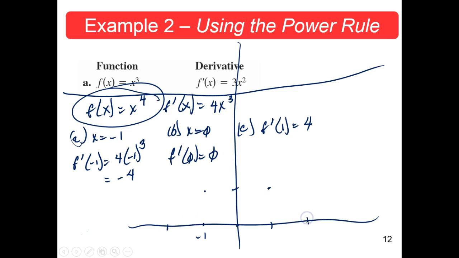At 2, that would be 16, okay? 2 times 2 is 4, times 2 is 8, times 2 is 16. Okay, I can't get that on scale. So what it does is it goes up very fast here, flattens out here, and then goes up very fast there. That's sort of what it looks like, okay?